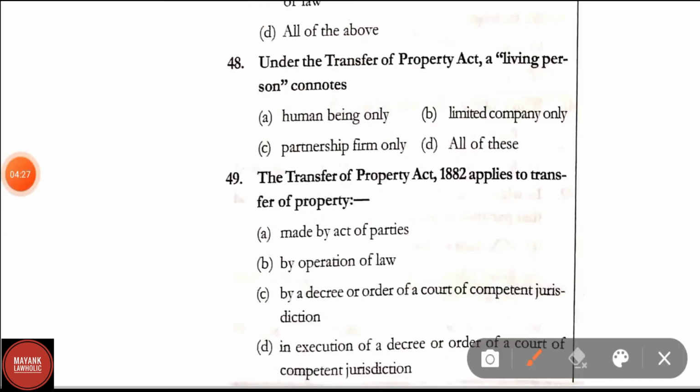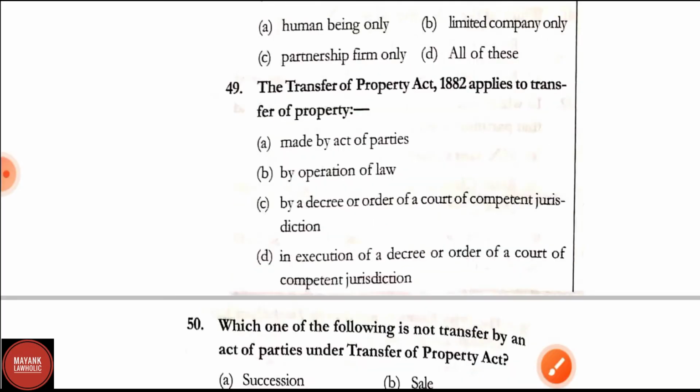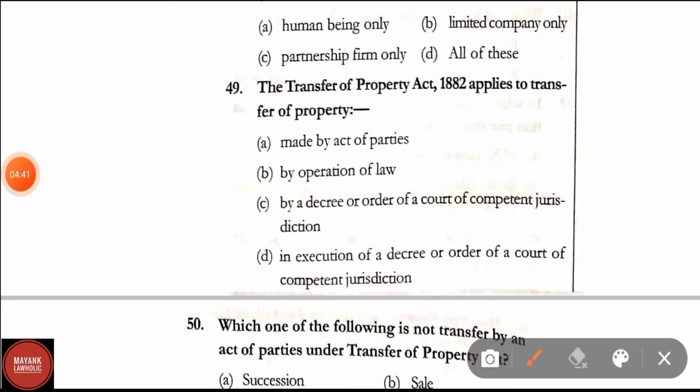Question number 48. Under the Transfer of Property Act, a living person connotes human being only, limited company only, partnership firm only, all of these. Correct answer is option D, that is all of these. Question number 49. The Transfer of Property Act applies to transfer of property made by act of parties, by operation of law, by a decree or order of a court of competent jurisdiction, in execution of a decree or order of a court of competent jurisdiction. Correct answer is option A, that is made by act of parties.